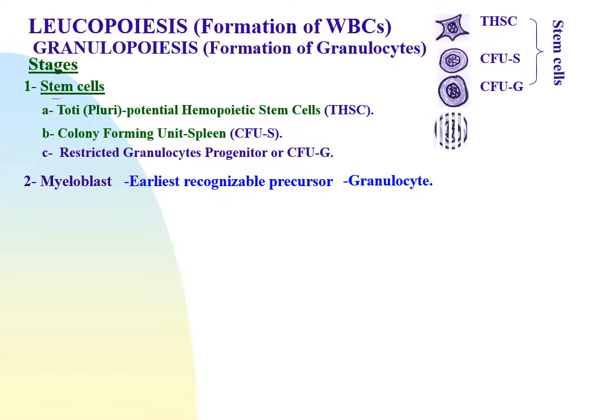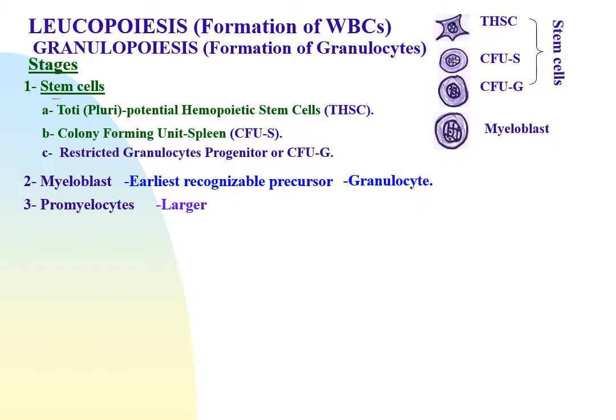It is a large, rounded, basophilic cell having non-granular cytoplasm, containing many organelles like Golgi apparatus, mitochondria, and many free ribosomes. Myeloblast has a large, pale, rounded nucleus containing 2 or more prominent nucleoli.